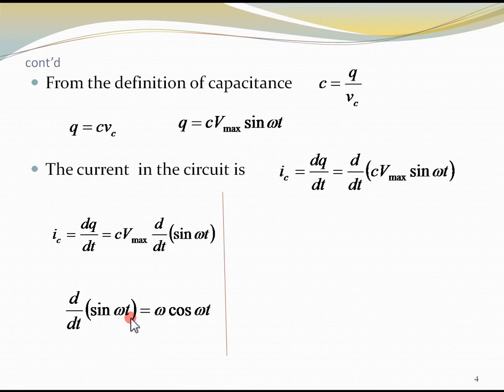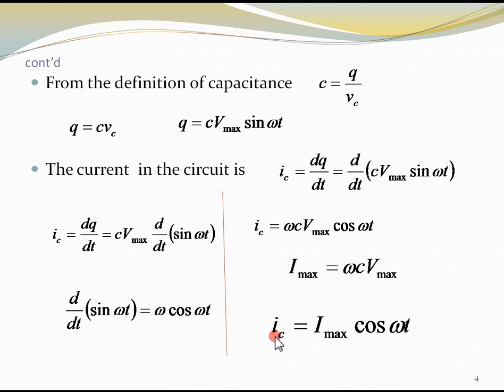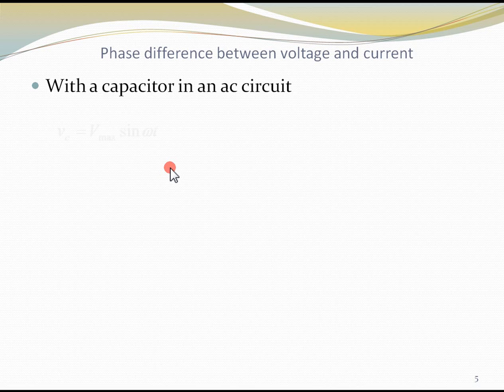But the derivative of sine omega t is cos omega t times omega itself. So omega times cos omega t is the derivative of sine with respect to time. So using this, IC equals omega C V max times cos omega t. But this value is the maximum value for this expression. Therefore, we write I max as omega times C times V max, and we write IC as I max times cos omega t. With a capacitor in an AC circuit, we started from voltage equal to V max sine omega t, and we have seen that IC, the current, is I max times cos omega t.